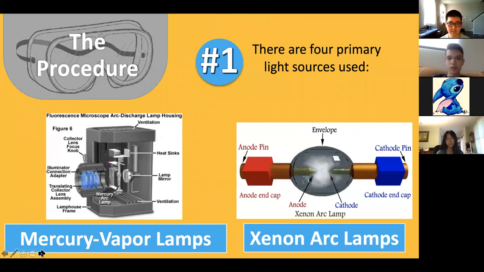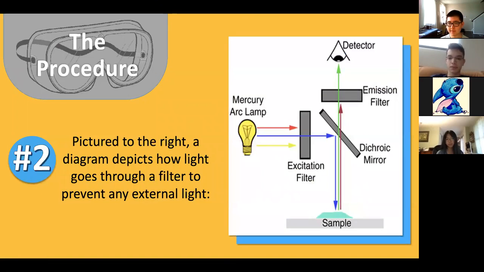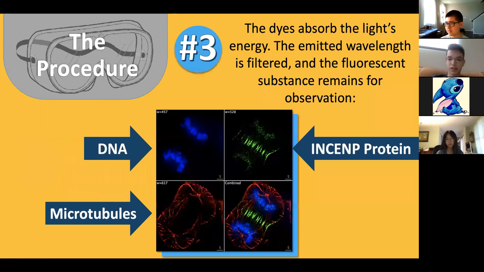There are four main light sources used on fluorescent microscopes: xenon arc lamps, mercury vapor lamps with excitation filters, lasers, and high-power LEDs, which are used to illuminate the samples. This light is passed through a filter before it reaches the sample to make sure that no external light hits it. The stain markers in the samples fluoresce when they absorb energy from the light source, emitting a longer, lower energy wavelength light. This light is separated from that of the brighter light source using a filter, the end result being that only the fluorescent substances are visible.